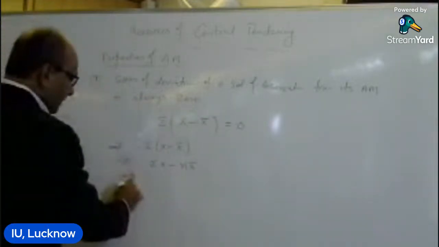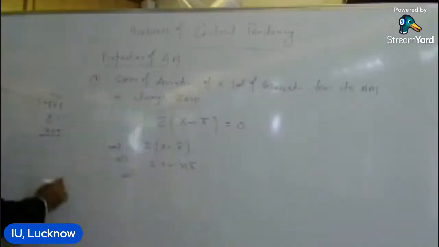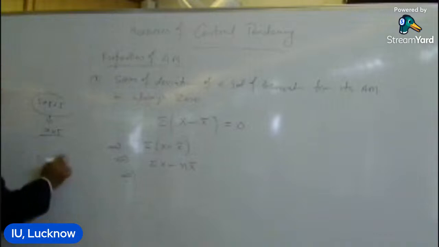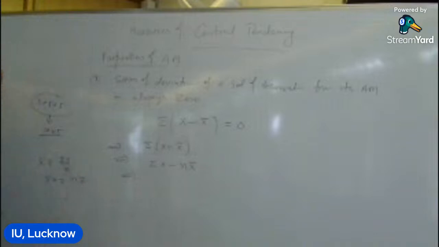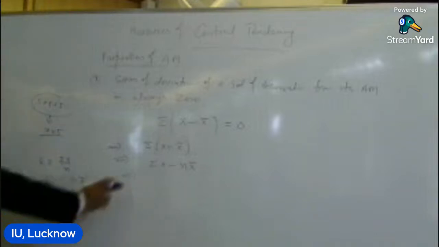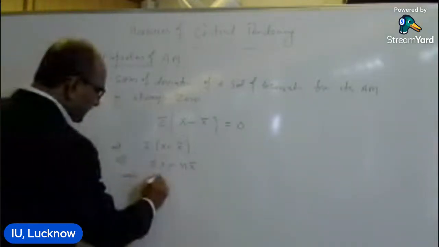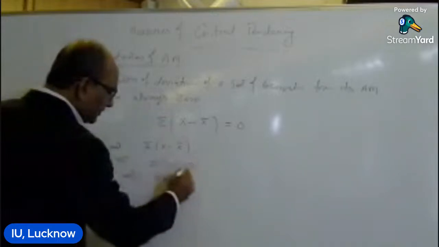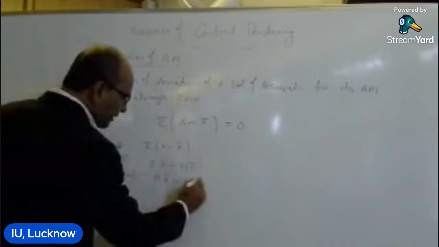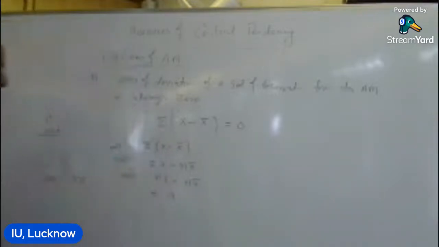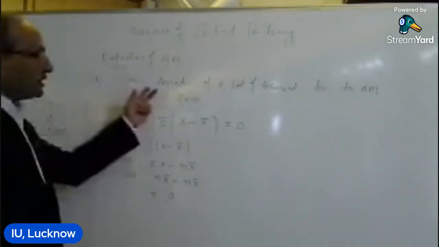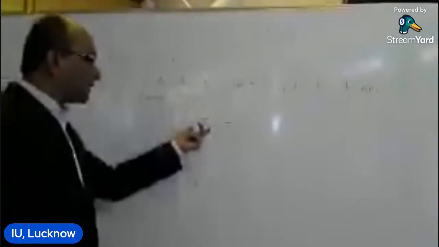And we know the formula x bar is equal to summation x upon n. From here, summation x is nothing but n into x bar. So summation x can be written as n into x bar. Here we already have n into x bar, so this will be 0. That is the proof of this property. And what is the property? The sum of the deviations of a set of observations from its arithmetic mean is equal to 0.